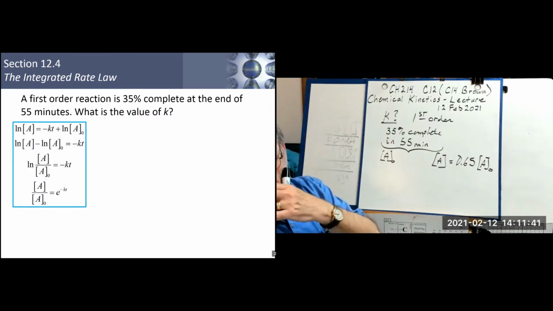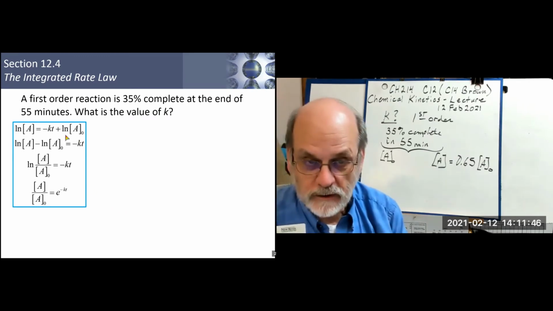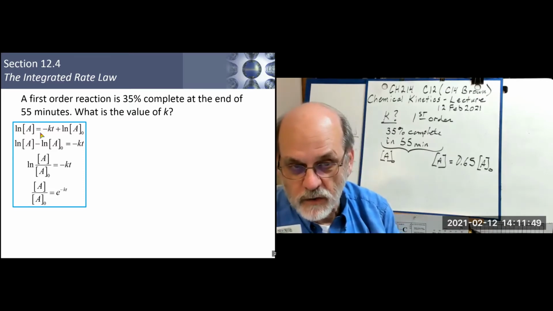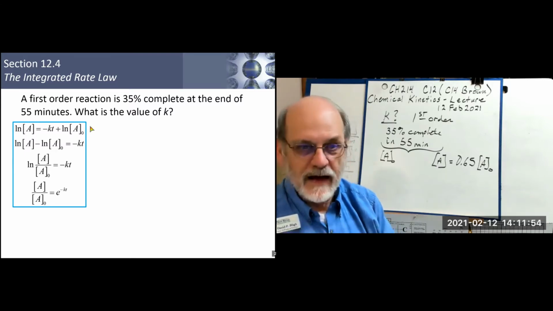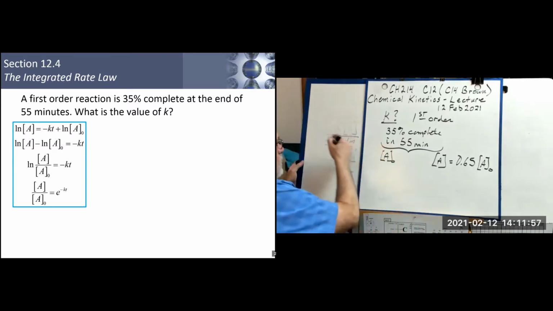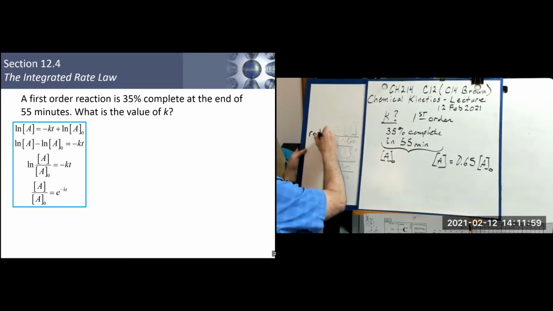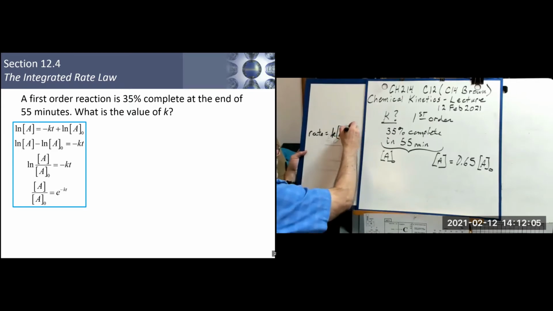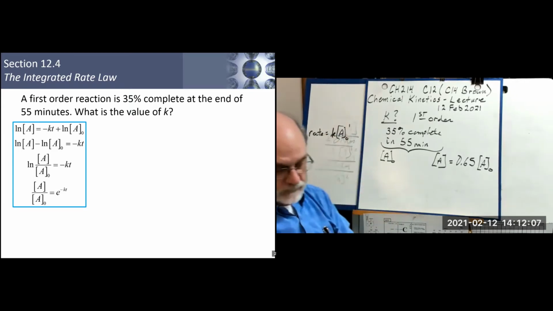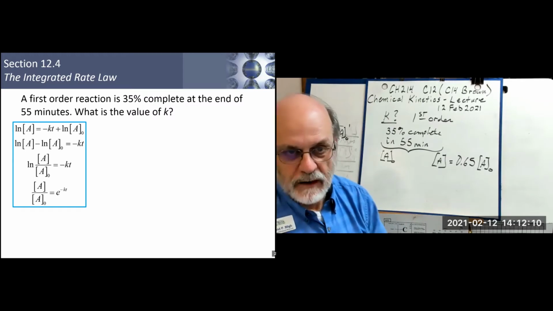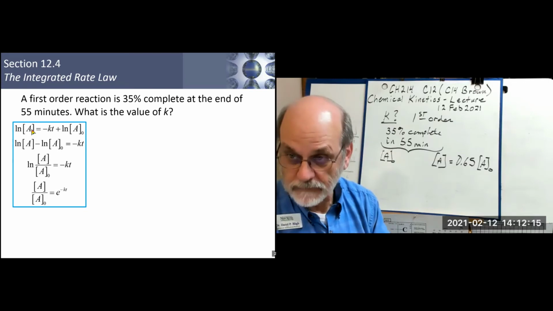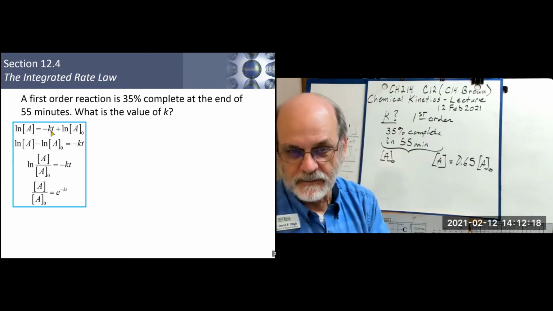So we're told that it's first order, right? So we know the reaction equation for first order is going to be this one. And we know that the rate law is going to be this one, rate equals K times concentration, like that, first order. But the integrated rate law is this one, right? First order is always natural log of the concentrations.